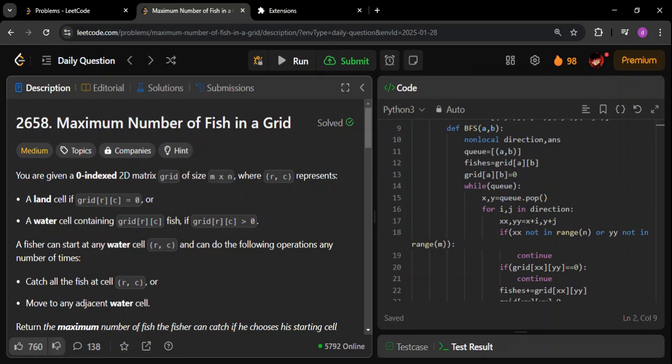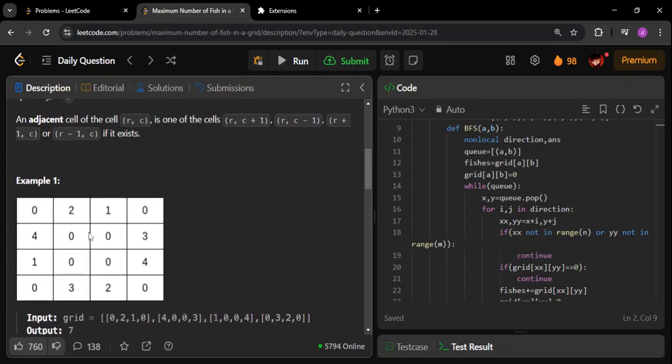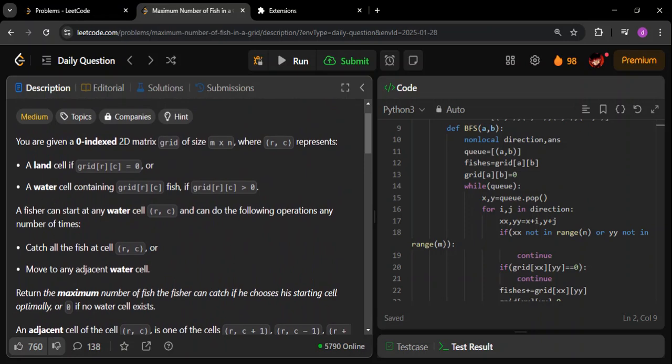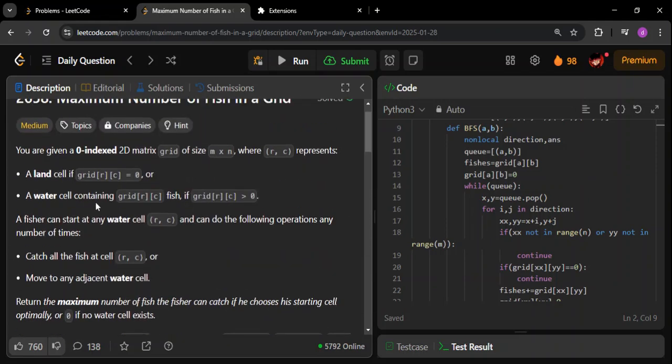Where r comma c represents a land cell. Okay, if grid of r c is equal to 0, that is, if you go to a cell whose value is 0, you have to assume that it is going to be a land cell. Okay, as simple as that, right? Then if there is any other value, which is a non-zero value, it means that it is a water cell. Just remember the values are always 0 or above 0. There will not be a case where a negative value is present. So there are two things here. If the value is 0, that means it is a land cell. If there is a non-zero value, it means it is having water.